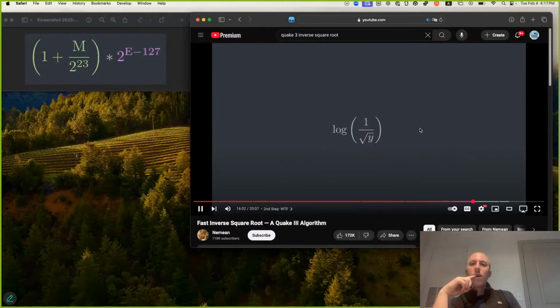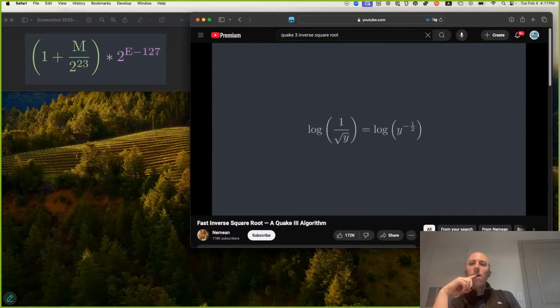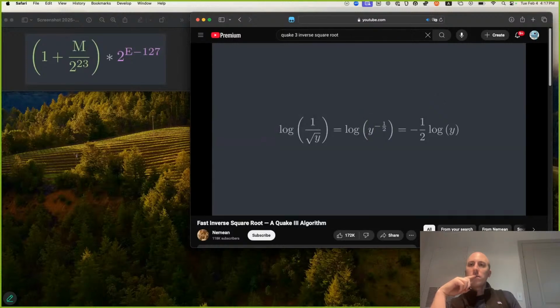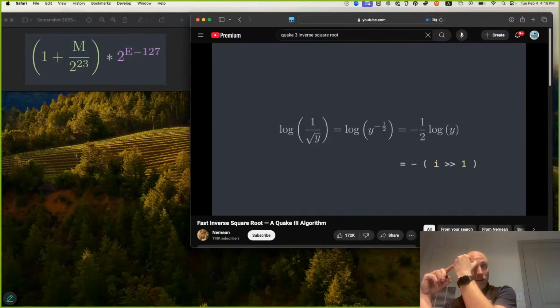We rewrite this to log of y to the power of minus a half, so we can take out the exponent. Calculating this is stupidly easy. You might think, oh no, we have a division in there. Didn't you say in the beginning that divisions are slow? Well, yes, but remember that we can do bit shifts now. Instead of dividing by 2, we just bit shift once to the right. This already explains why we do minus I bit shifted once to the right.